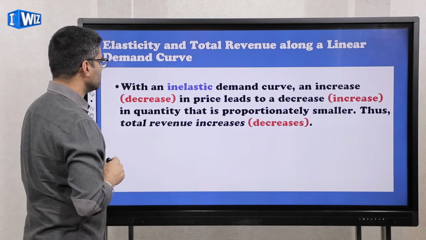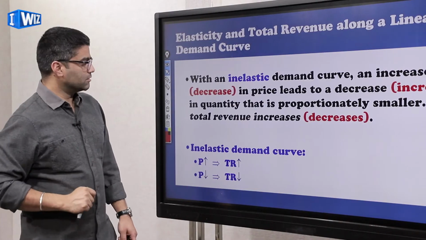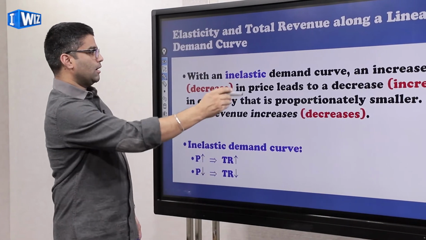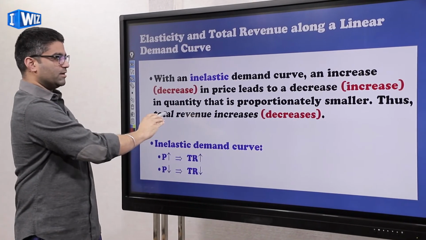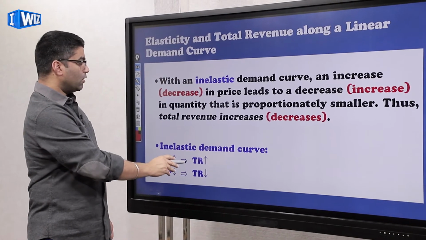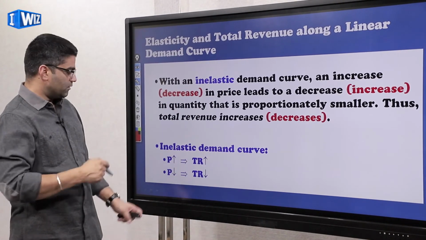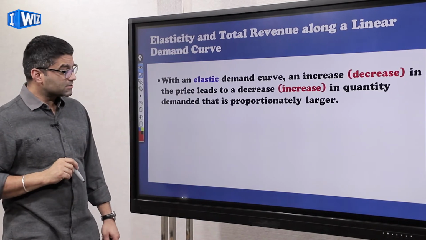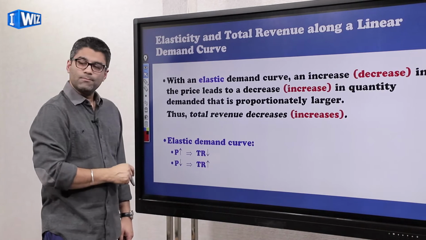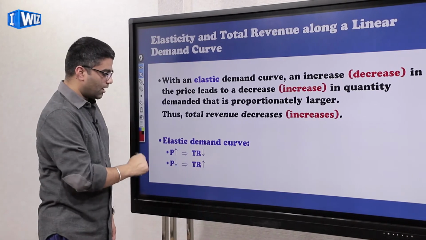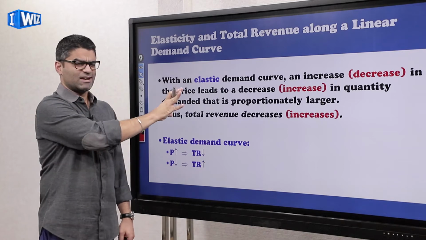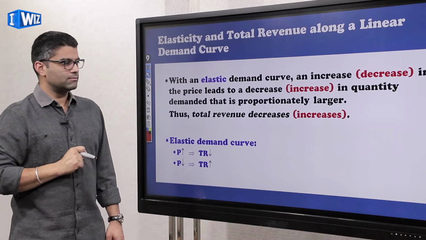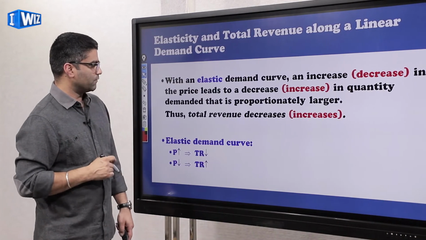The last thing, and then we'll conclude this video, here's just a summary of what I just concluded: if you have an inelastic demand curve, an increase in the price of the good leads to a decrease in quantity demanded that's proportionally smaller, and therefore, revenue goes up. And conversely, if price goes down, revenue goes down. And if the demand curve is elastic, then it's the reverse. If the price goes up, total revenue goes down. And if the price goes down, total revenue goes up. So this is just summarizing what I've done so far in today's video. So I'm not going to go over it in too much detail. You can read it for your own information.